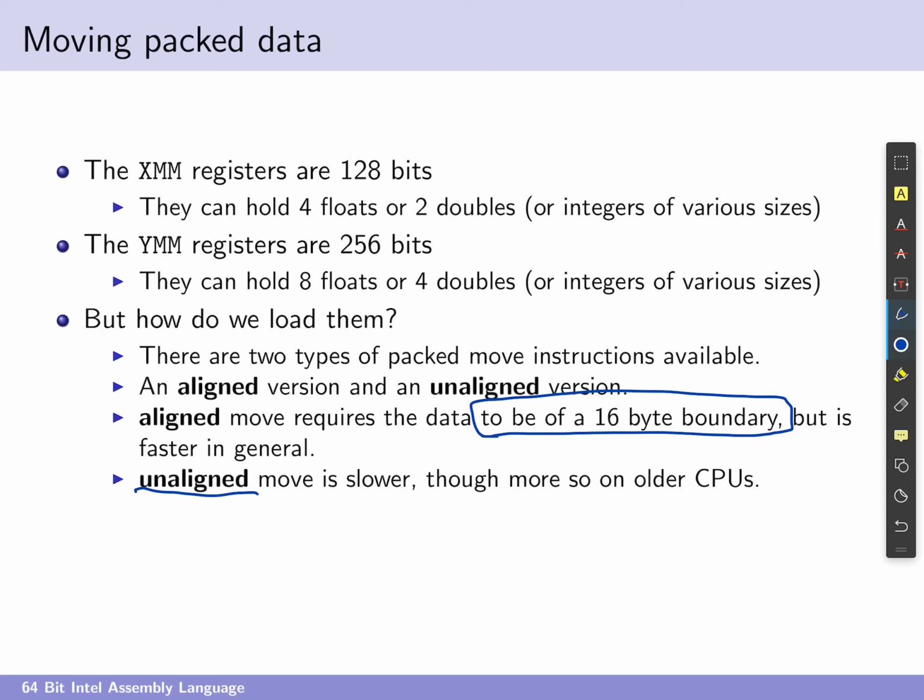So now, given the presence of an aligned movement with a restriction and an unaligned movement with no restriction, why would we use the one with restrictions? The simple reason is that it is considerably faster. The degree to which it is faster is less severe on modern architecture than it was on older architecture. That said, it is still notably faster to use an aligned move.